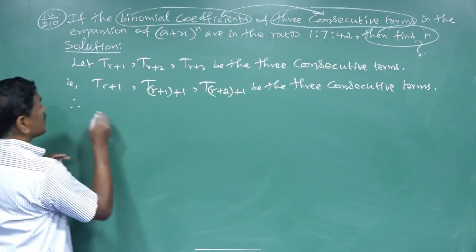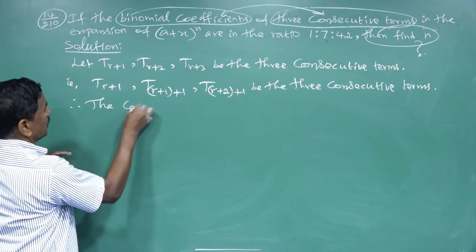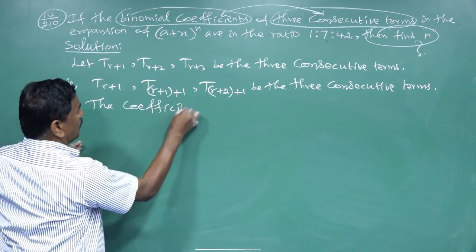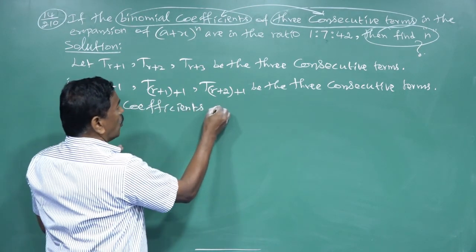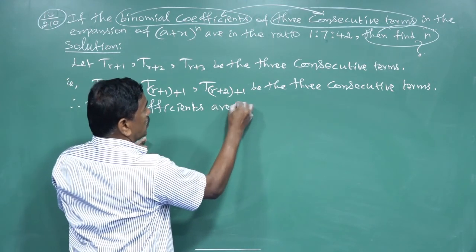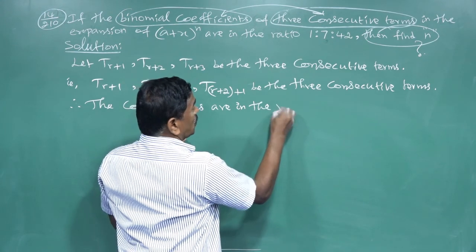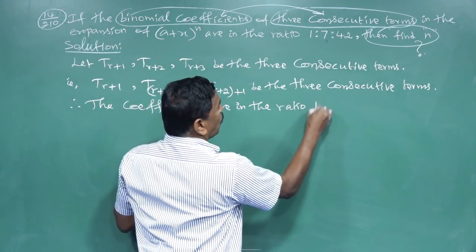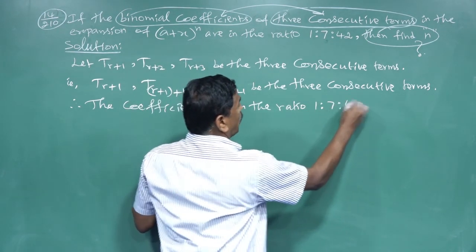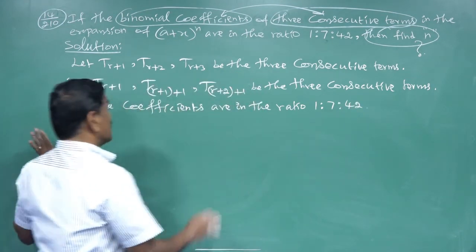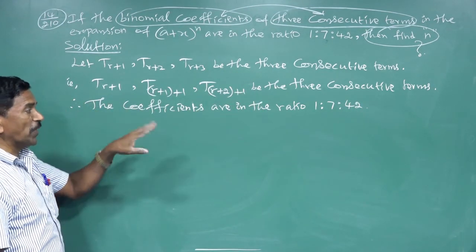Therefore, the coefficients are in the ratio 1:7:42, which is given.